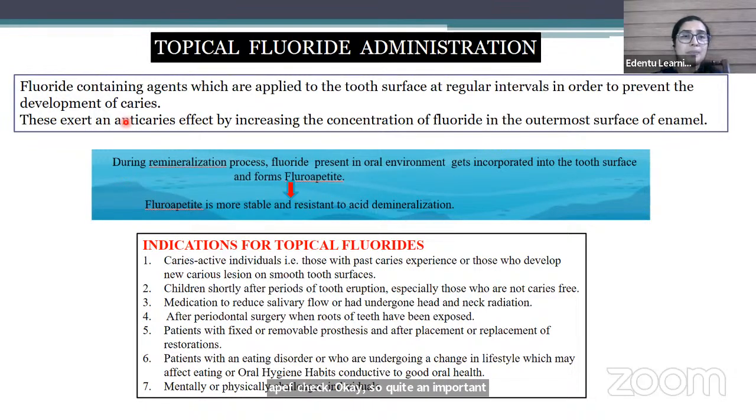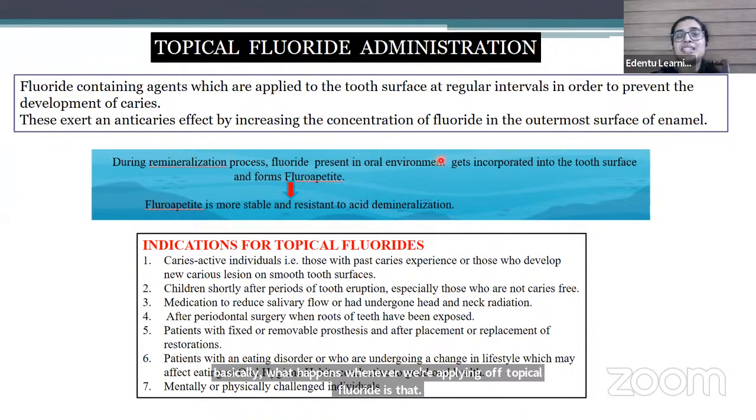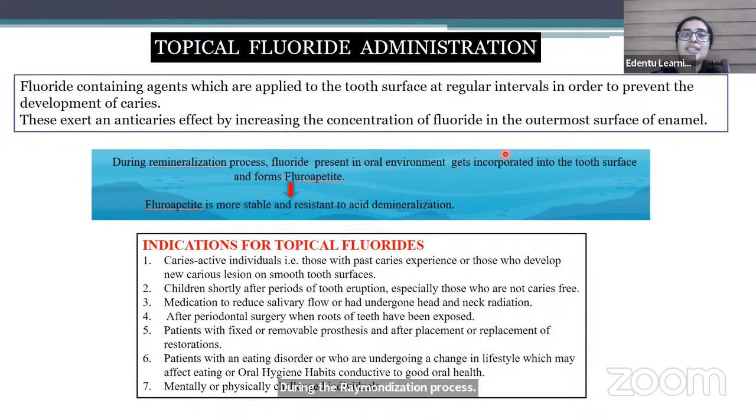Basically, whenever we apply a topical fluoride, during the remineralization process the fluoride present in the oral environment gets incorporated into the tooth surface and forms fluorapatite. This fluorapatite is way more stable and resistant when compared to hydroxyapatite. As I told, the indications and the methodologies are a very inevitable part of your way of answering.